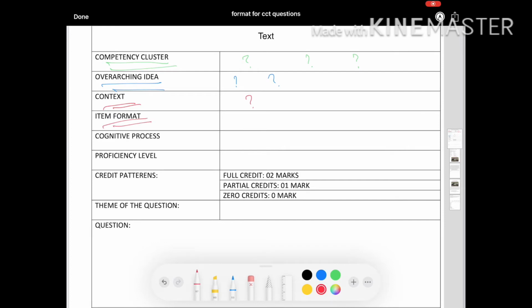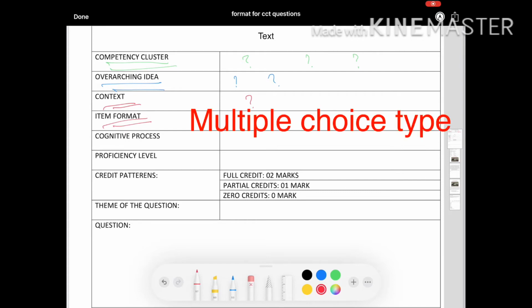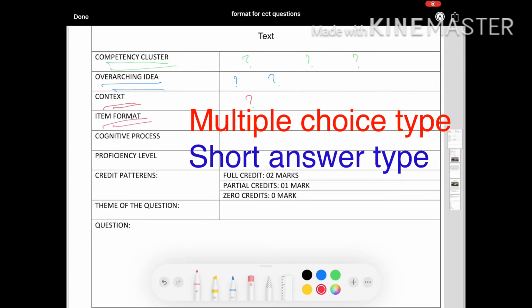Next is item format. Which type of questions you are selecting, whether multiple choice type or short answer type or true false type, that you write here.